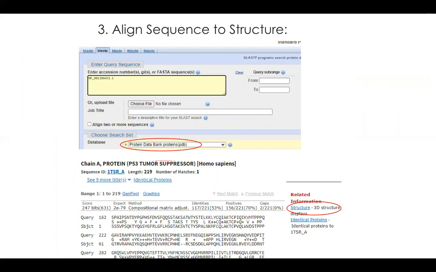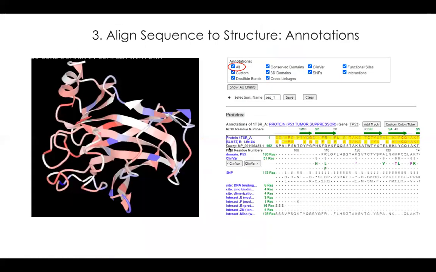Next, I'm going to talk about aligning a sequence to a structure. A 3D structure is only available for a subset of proteins. If you have a sequence, you can search against PDB in BLAST. If you match a structure, for example, 1TSRA, then you can click a structure to show the alignment of the sequence to structure. If you show all the annotations for the structure, that is a reference for the query protein.